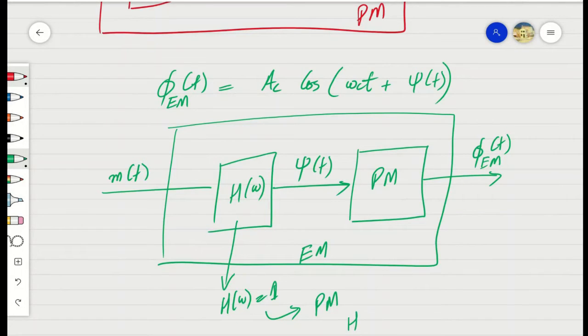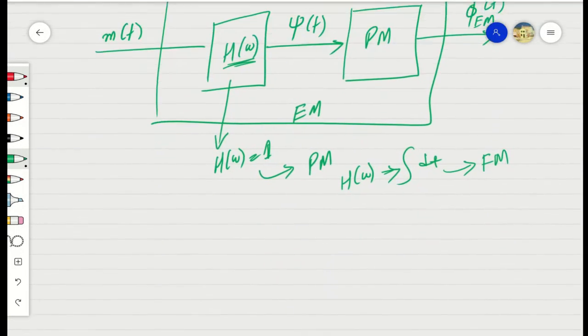However, if the response of h of omega is equal to the integration operation on the information signal, then this system is representing frequency modulation. However, for any other response, some other type of exponential modulation scheme is being represented by this system.